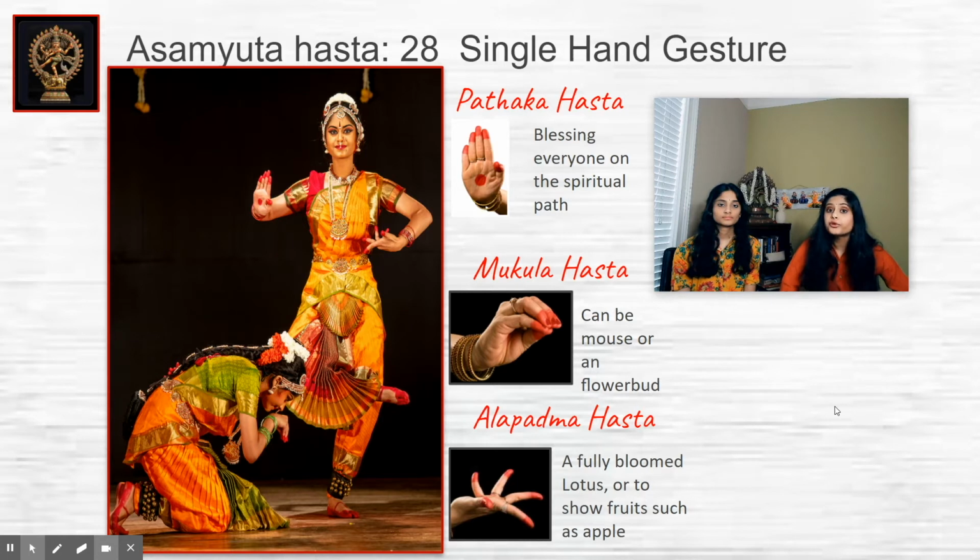And when we look at the Mukula hasta, it can either be a mouse or a flower bud. And we can see the Mukula hasta as a mouse, which is what Nishka is showing when she's depicting a mouse using that hasta. Also, you can see the Pataka hasta and the Alapadma hasta, which is what I'm using to depict the pose in this picture.